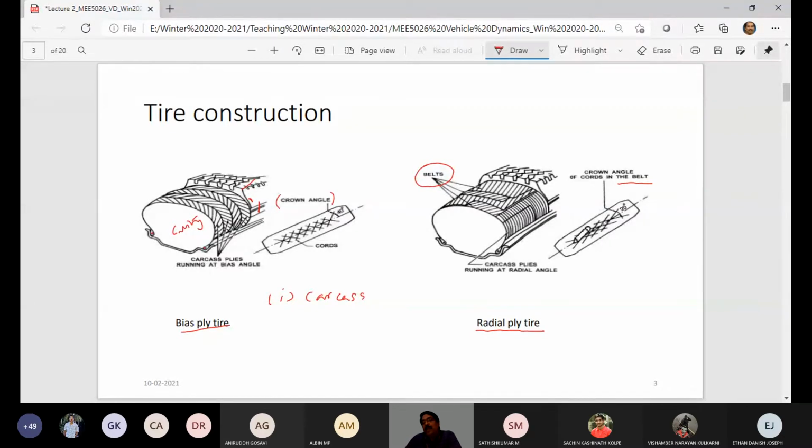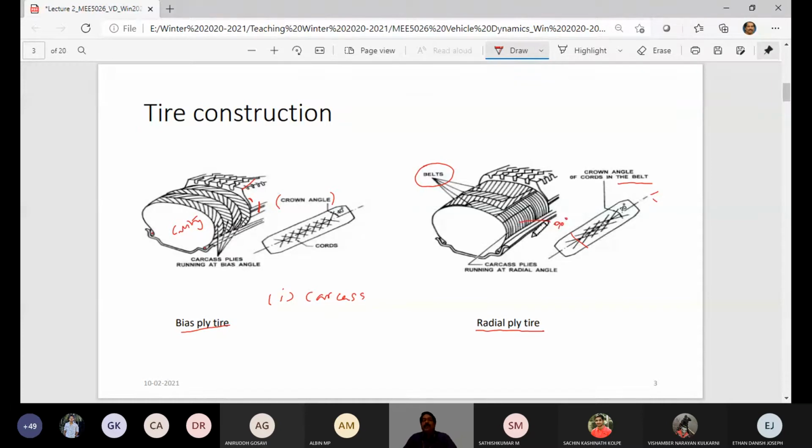So what is this line? It is the wheel center plane line, correct? You have a center plane of a wheel and its intersection with the tire gives you this. Whatever the inclination is to this line defines the crown angle. In the belt that is 20 degrees, whereas in the plies of the radial tire it is 90 degrees.